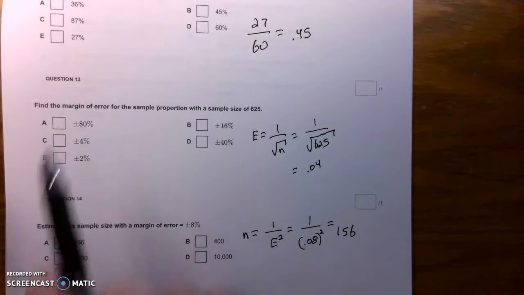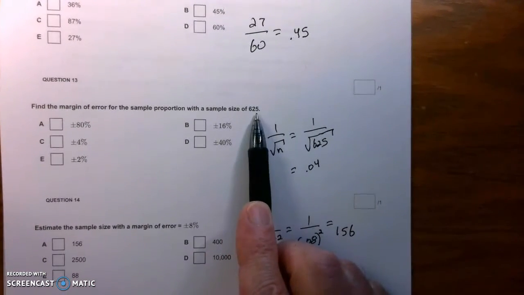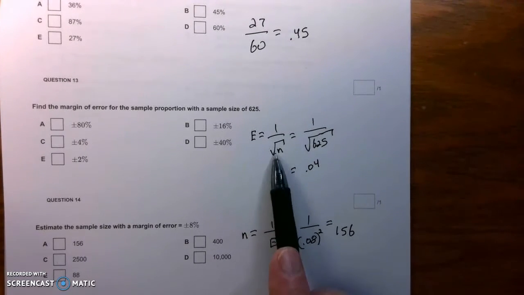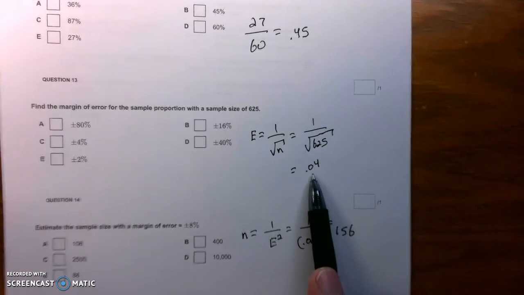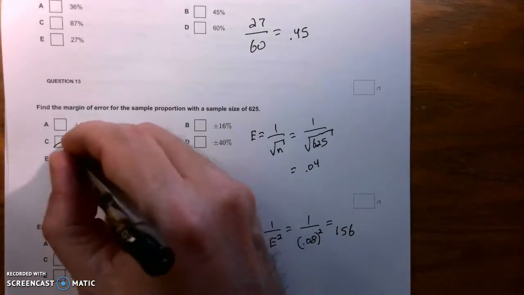I want the margin of error, sample size of 625. Now, what is the formula? The margin of error is 1 over the square root of the sample size. So that's 1 over the square root of 625, which is 0.04. It's 4%.